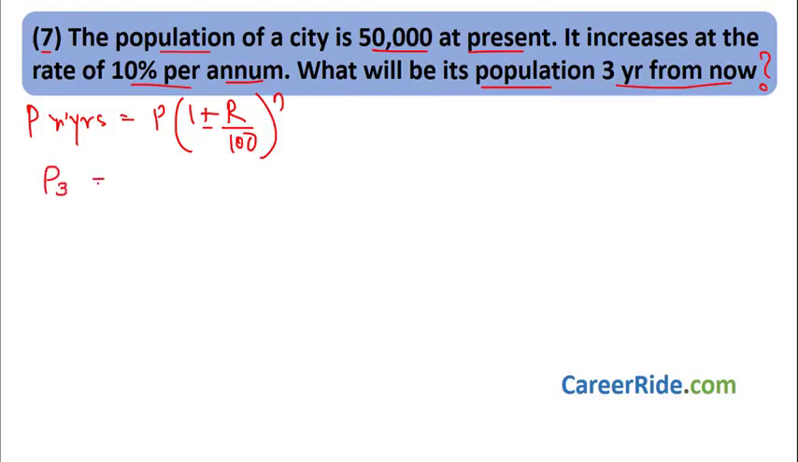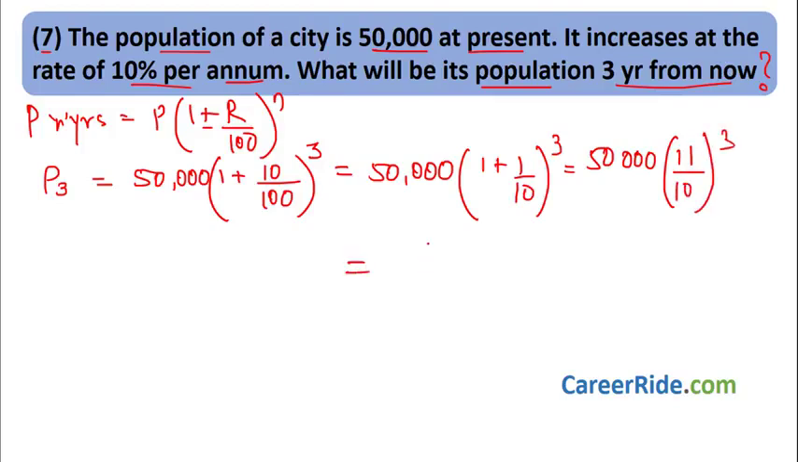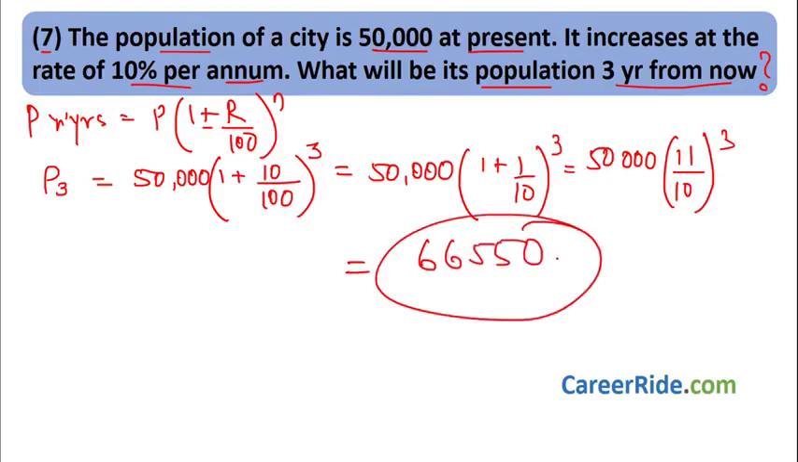Now over here we want the population 3 years from now. So the population 3 years from now would be: present population is 50,000, increasing at the rate of 10% per annum, so plus 10%, raised to the number of years, which is 3. That would be 50,000 into 1 plus 1 by 10 cube, that is 50,000 into 11 by 10 cube. On solving this, you will get 66550. So this is the population 3 years from now. See how easy it was, just use this formula and solve the answer.